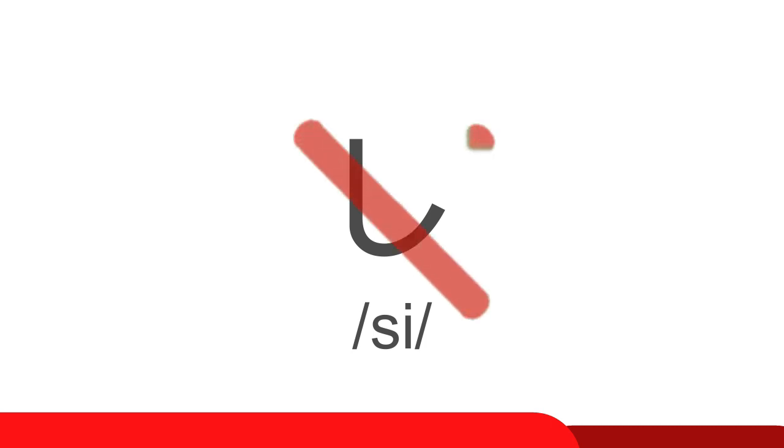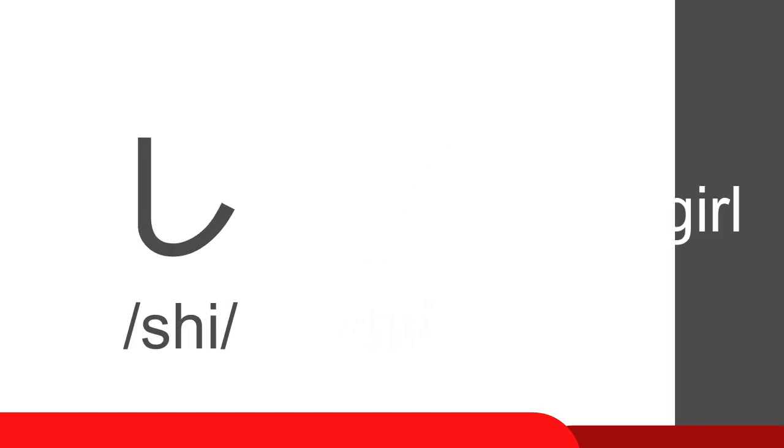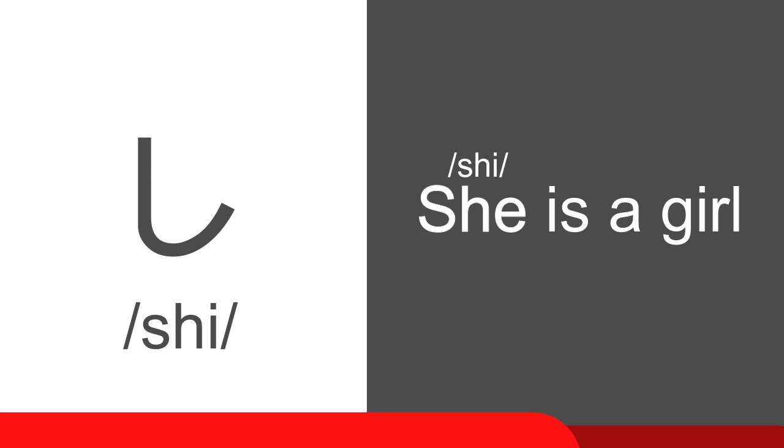Now, there's one point that I want to make here: the second letter, shi, you don't pronounce it or write it as si, like S and I. You pronounce it and write it as shi, S-H-I. And the pronunciation is just like 'she' in English, like she is a girl. That's the only point that I want to make. It's very important that you don't write it as si, but as shi.